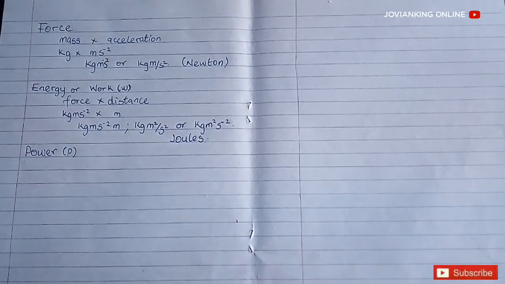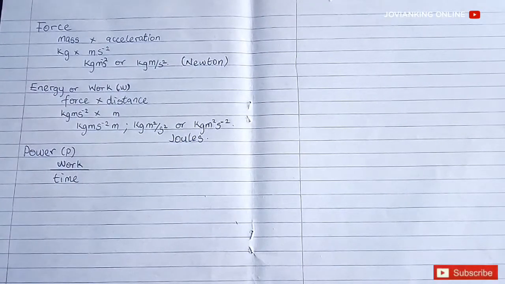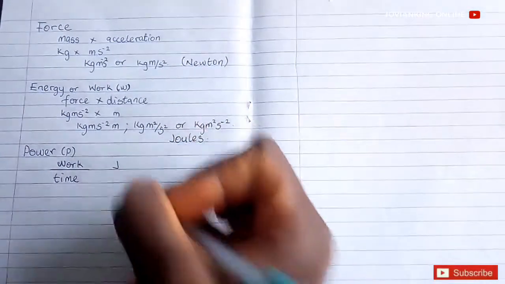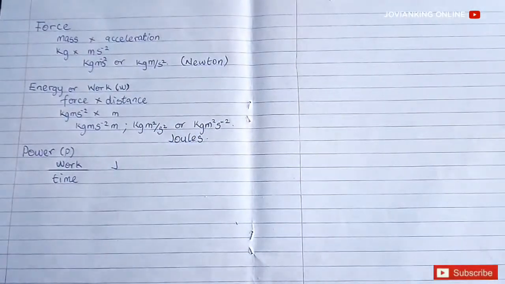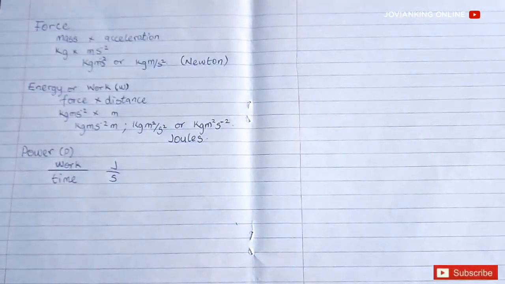So from this, we have to put that power is work over time, whereby work has its unit as joules and time has its SI unit as seconds. So from this, we will say that power is joules per second, or you use the word watt.